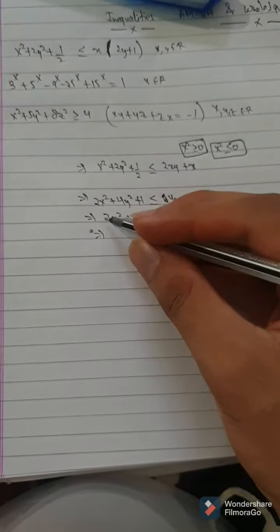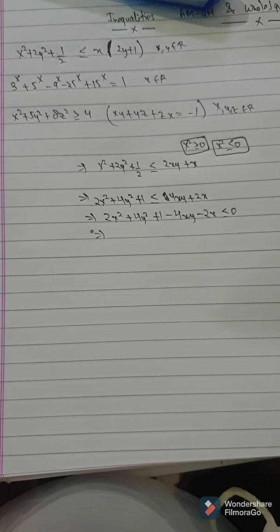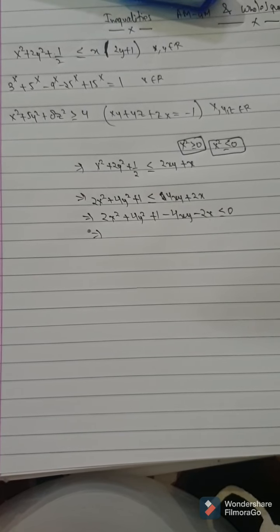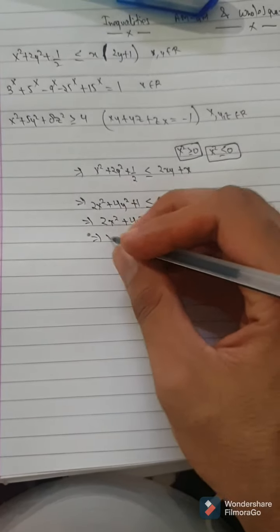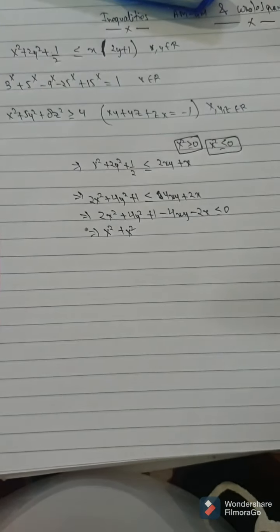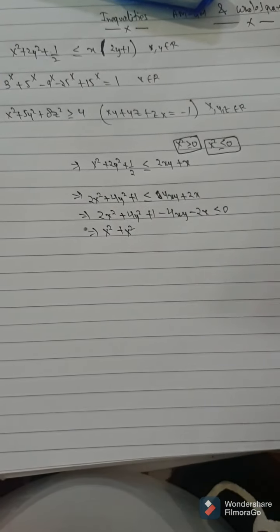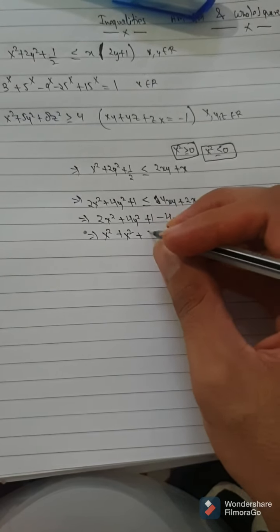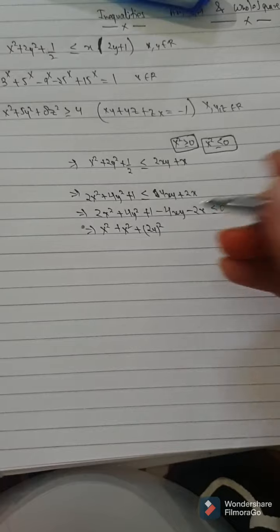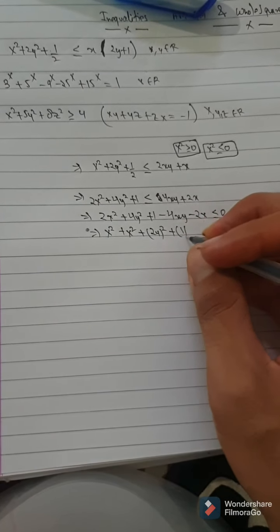So let me write it. See that 2x square is not a perfect square, but it can be broken down into perfect squares: 2x square equal to x square plus x square. And 4y square can be written as 2y whole square. And 1 is definitely a perfect square, that is 1 square.